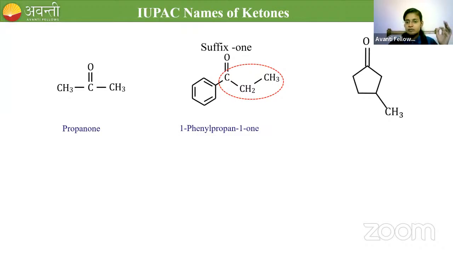Very good, JNV. Sunanda Kumari, you have left the number, I think. We have to mention the number of the alkyl group to which it is attached to the ring, right? So it is 3-methyl cyclopentanone. Okay. Now one big compound I'm going to give you guys.